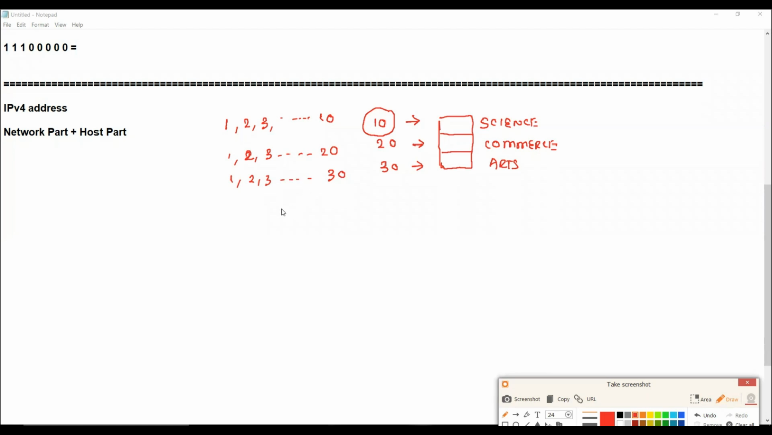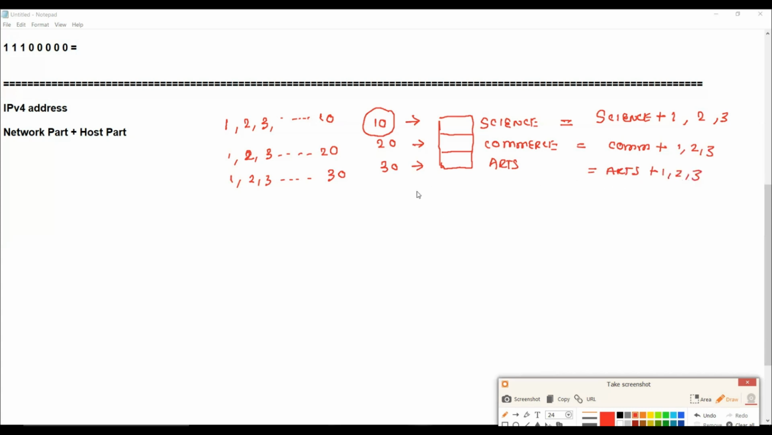But how do you actually differentiate them? The differentiation happens based on the streams they have taken. So the first student from the science stream would have an ID card, or identity, saying the student is from the science stream and his roll number is 1. Similarly, the student is from science, his roll number is 2, his roll number is 3. So the stream name comes first and then the number comes second. It's like commerce 1, 2, 3, then arts 1, 2, 3.